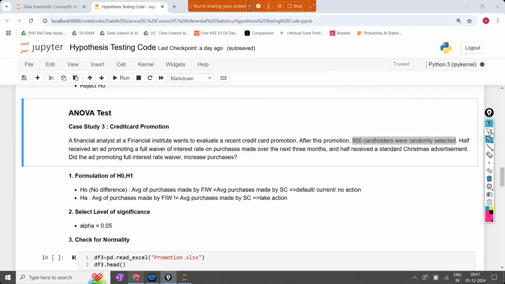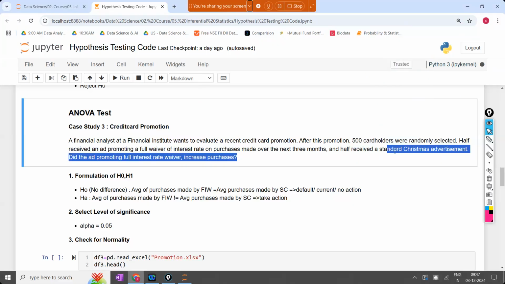Now, the same thing they have done. Half of them is 250 people. 250 people have received the new offer. What is that new offer? It means full interest rate waiver. You no need to provide even 1 rupee extra as interest amount for the purchases made over the 3 months. When you are keeping the no cost EMI for 3 months, you no need to pay an extra 1 rupee also. And half of them received the old offer.